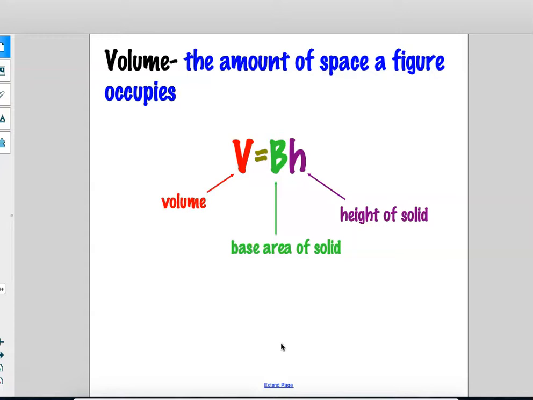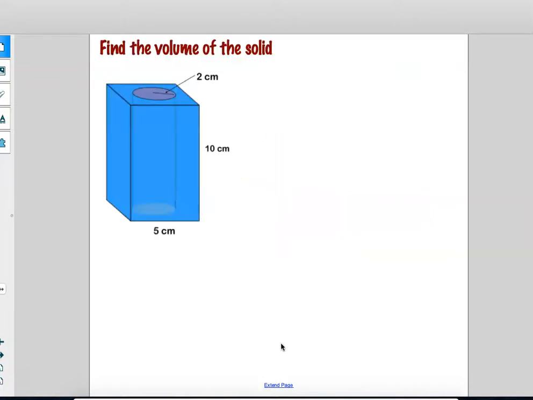My printer, again, really didn't do me much justice, so I'm going to click over to this next slide, because this is our first problem on our notes. It says, find the volume of the solid. When I switch over to my doc cam, just know that we have this rectangular prism here, and then there's like a hollowed out cylinder, okay? And I want to find the volume of this.